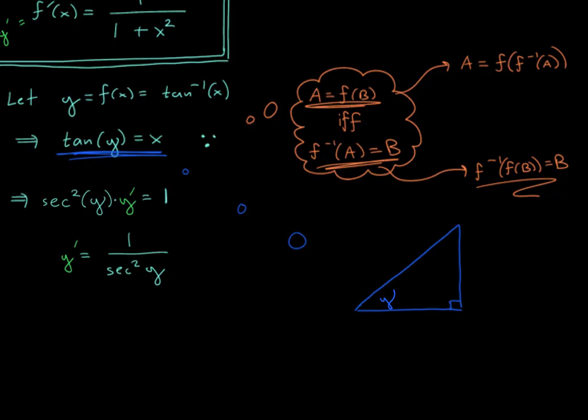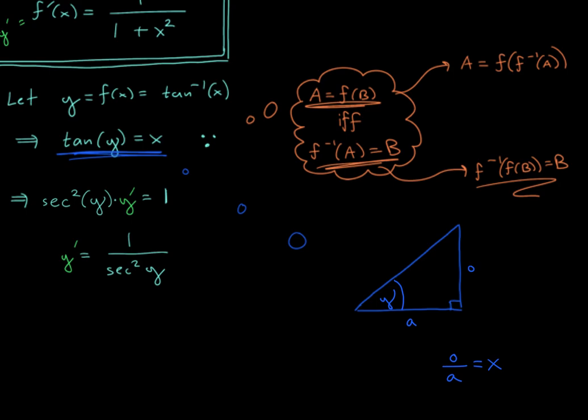But I also happen to know that the tangent of y, tangent is the opposite over adjacent side here. I happen to know that the tangent of y is equal to x. In other words, I have that opposite over adjacent is equal to x. But due to similar triangle theory, I simply have to choose one ratio that works.